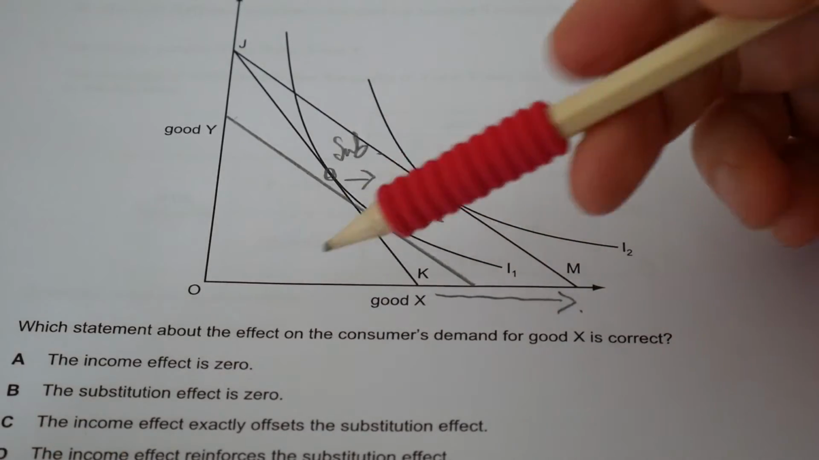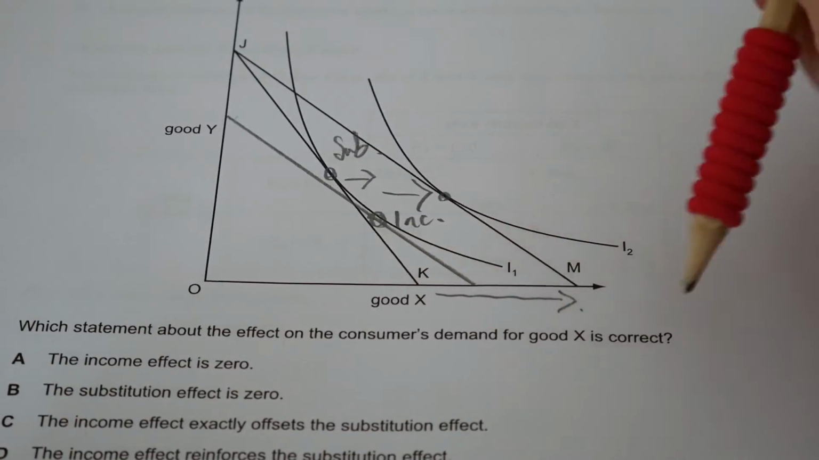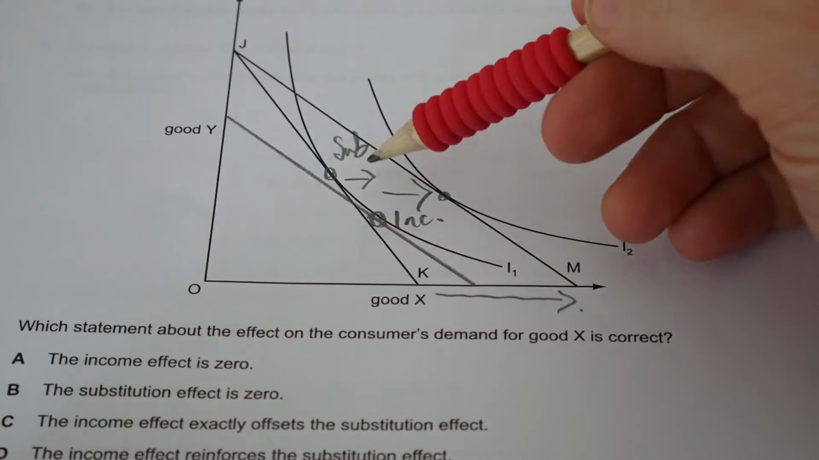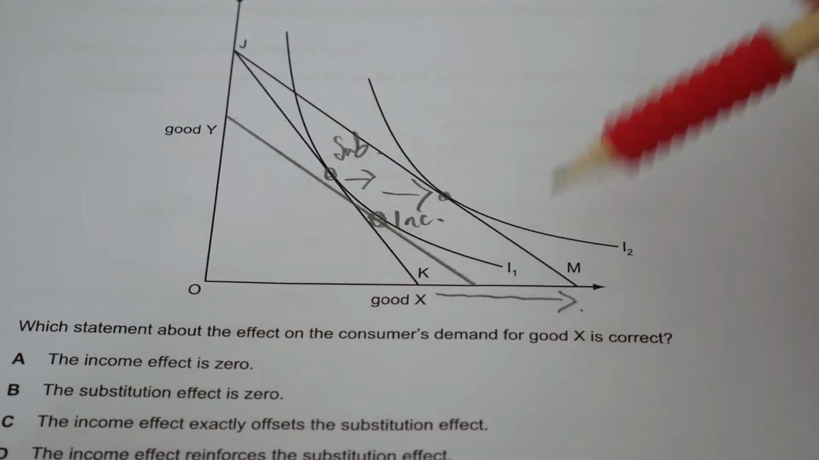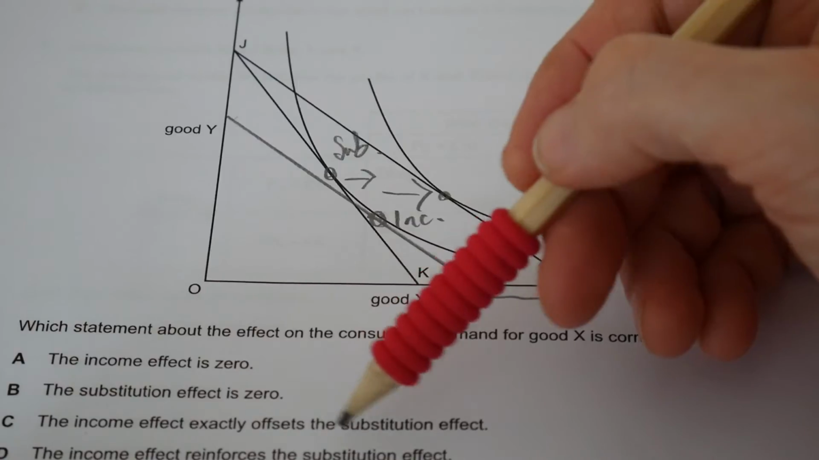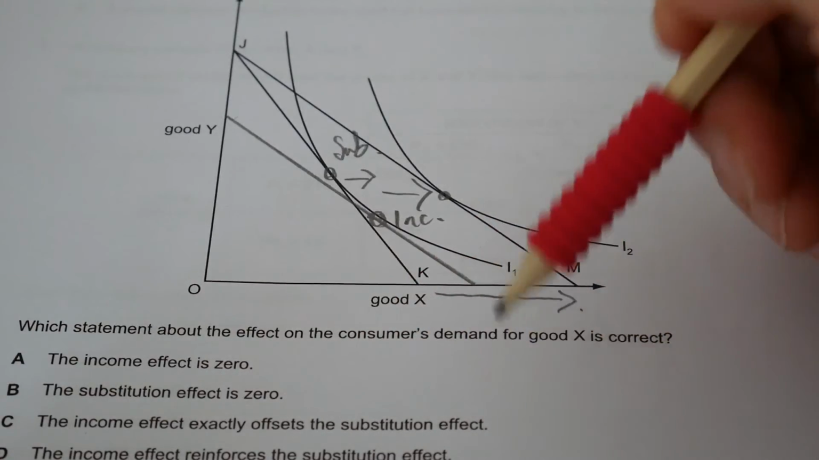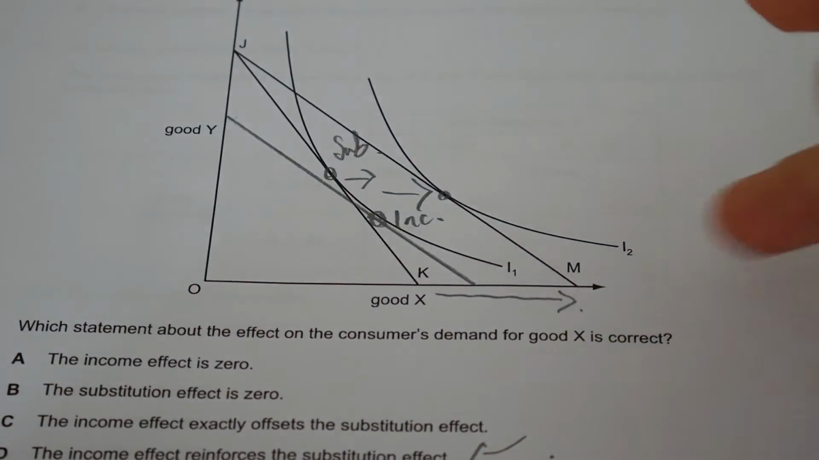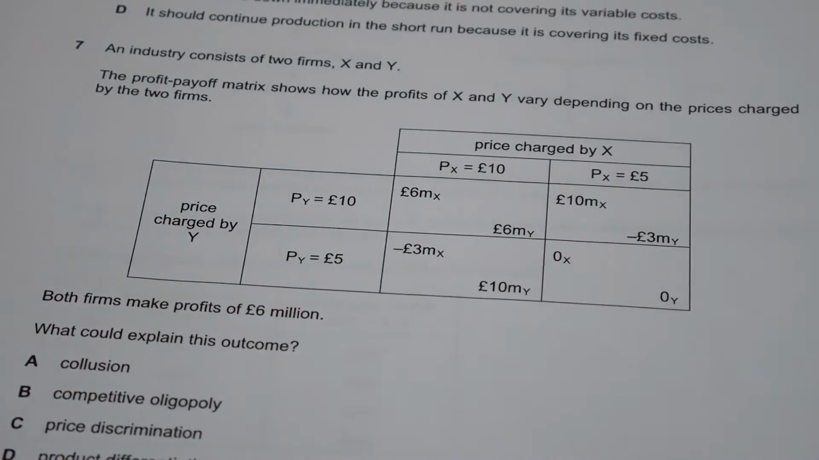Okay, so which statement about the effect on the consumer's demand for good X is correct? The income effect is 0. No, that's not the case. The substitution effect is 0. No. The income effect exactly offsets the substitution effect. No. The income effect reinforces the substitution effect. Yes, the answer is D. Okay, right.